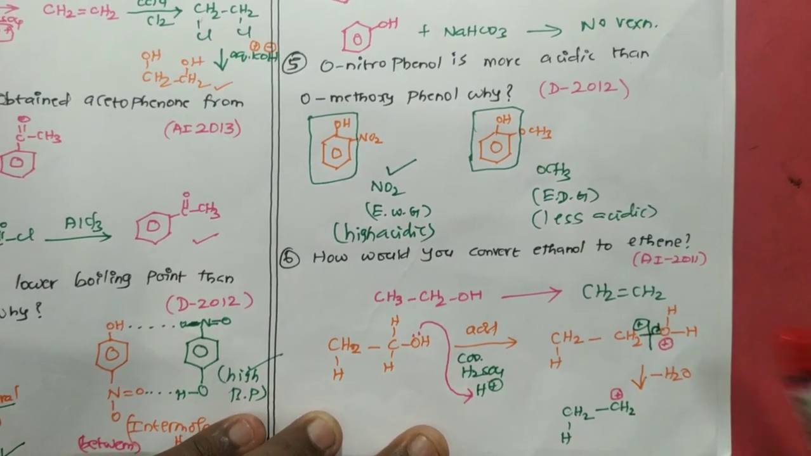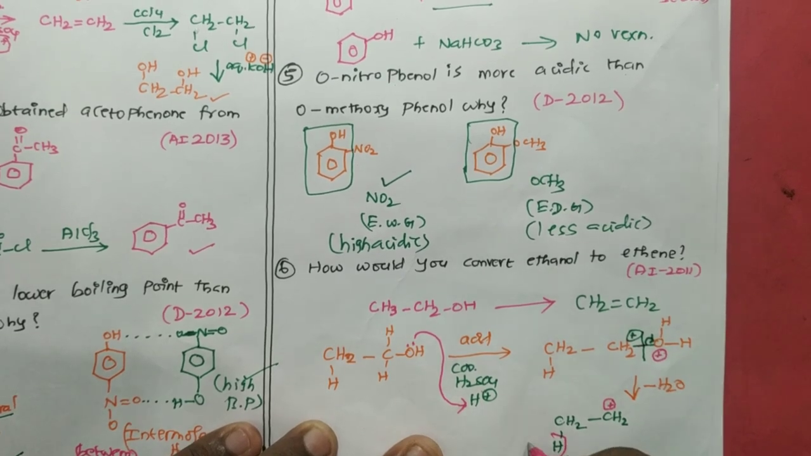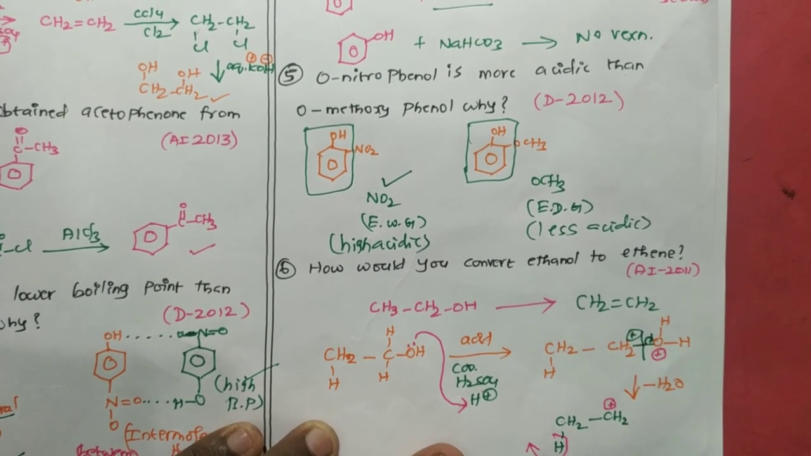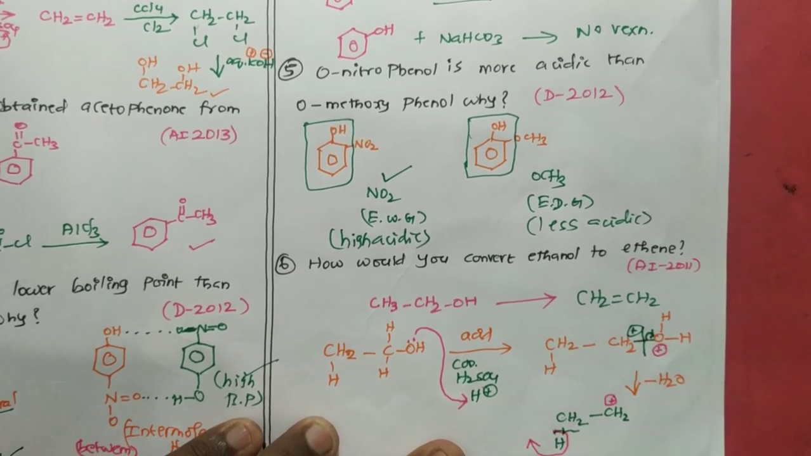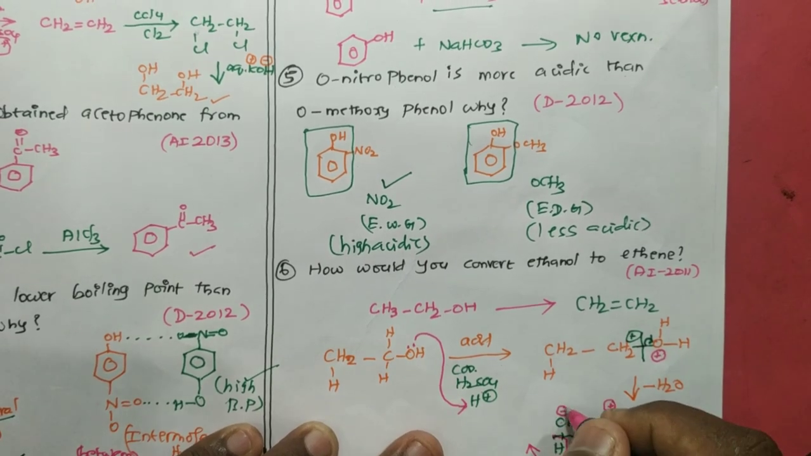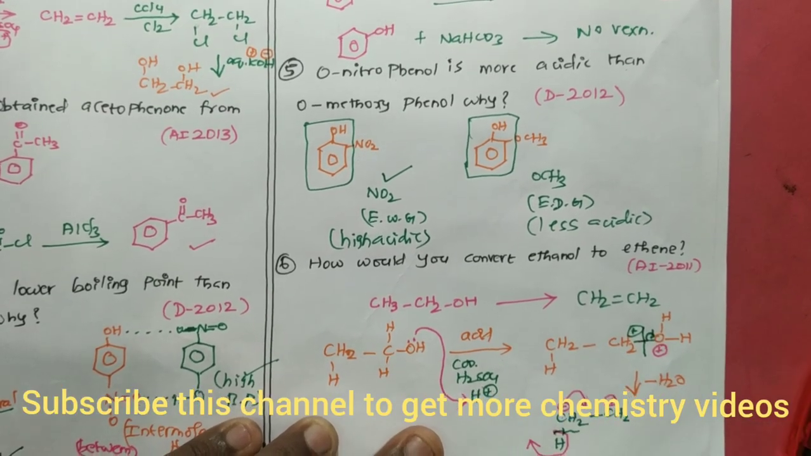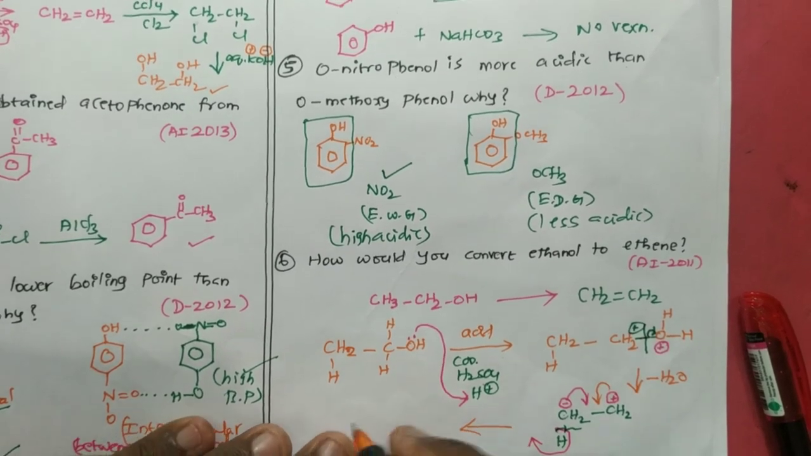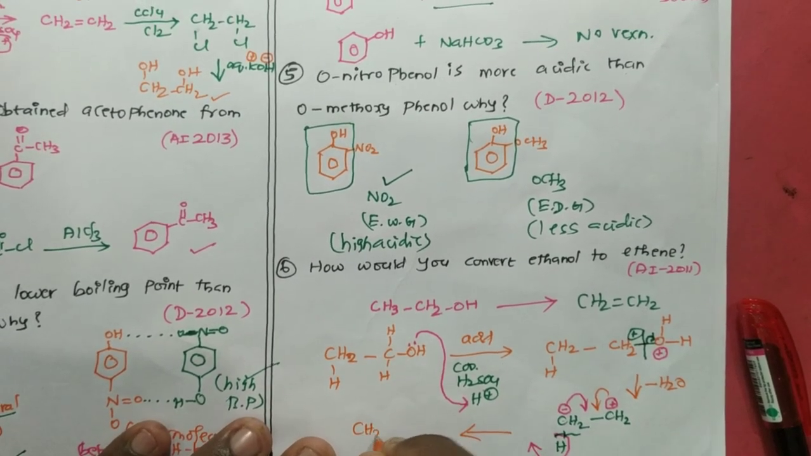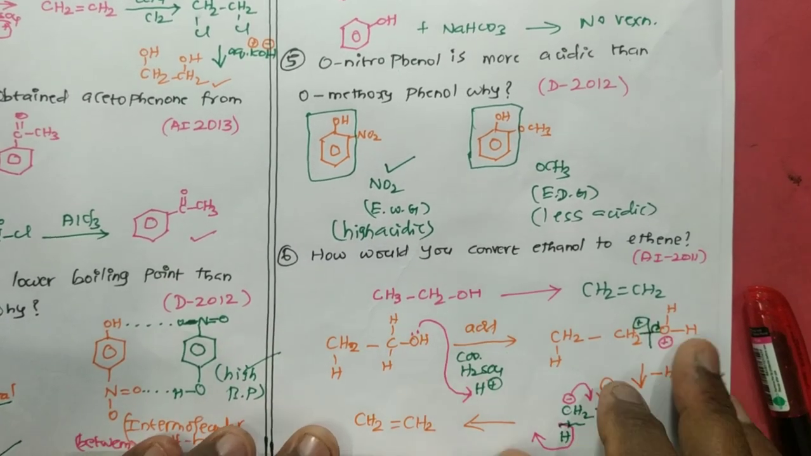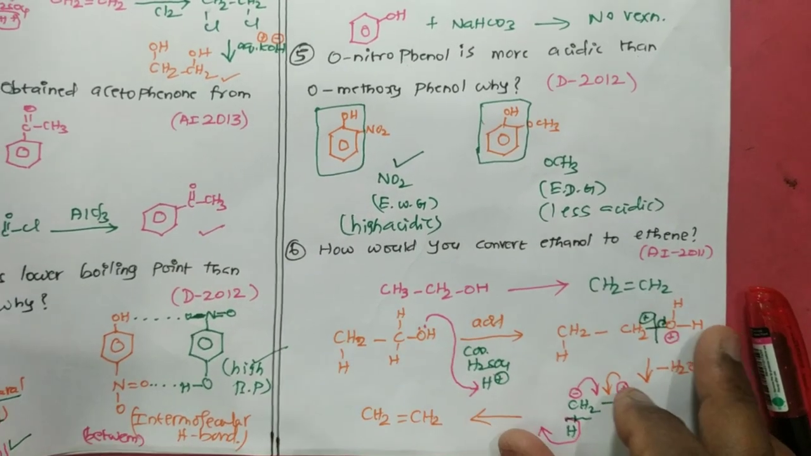Now this is unstable, so an H plus wants to leave on its own. It will be removed as H plus. By that, this bond is getting cleaved and it gets a negative charge. Now this negative charge and the positive charge will form a bond. By that way, I will be getting the product CH2 double bond CH2. Ethene is my product. Are you able to understand, students?